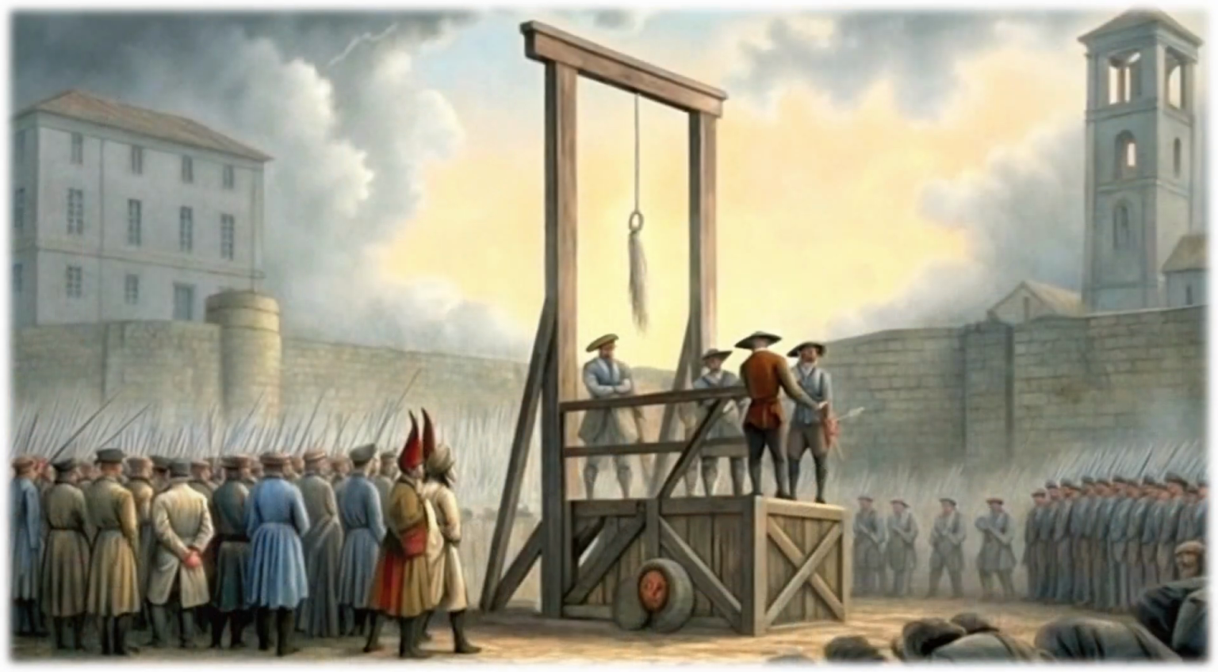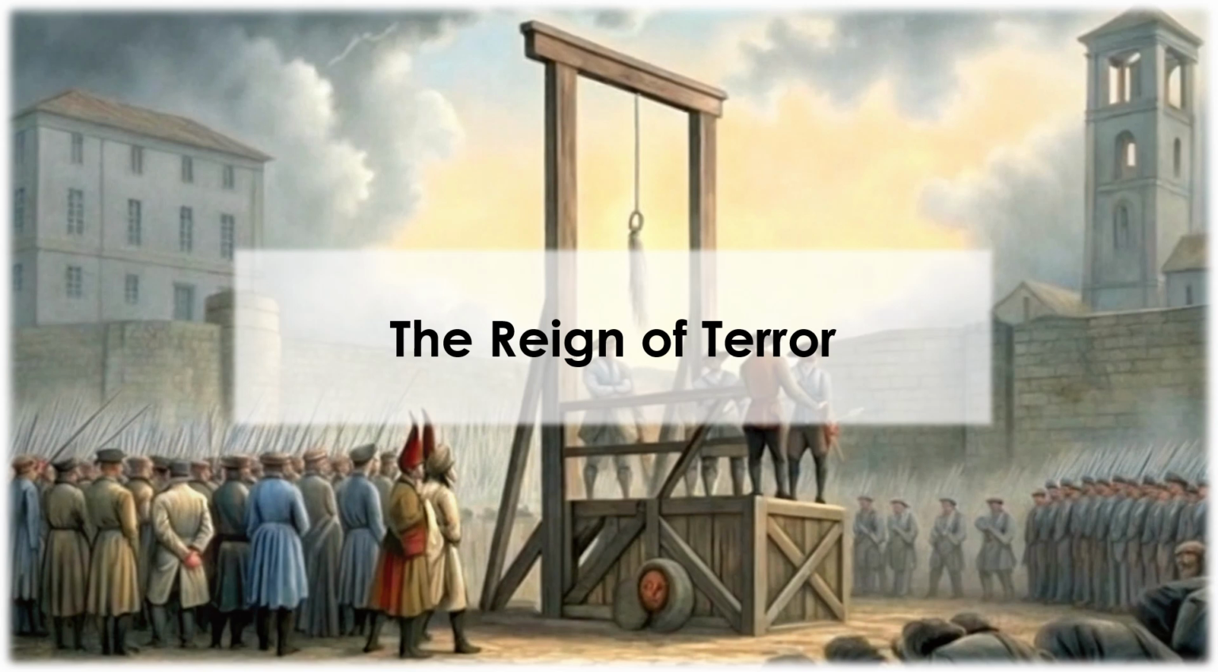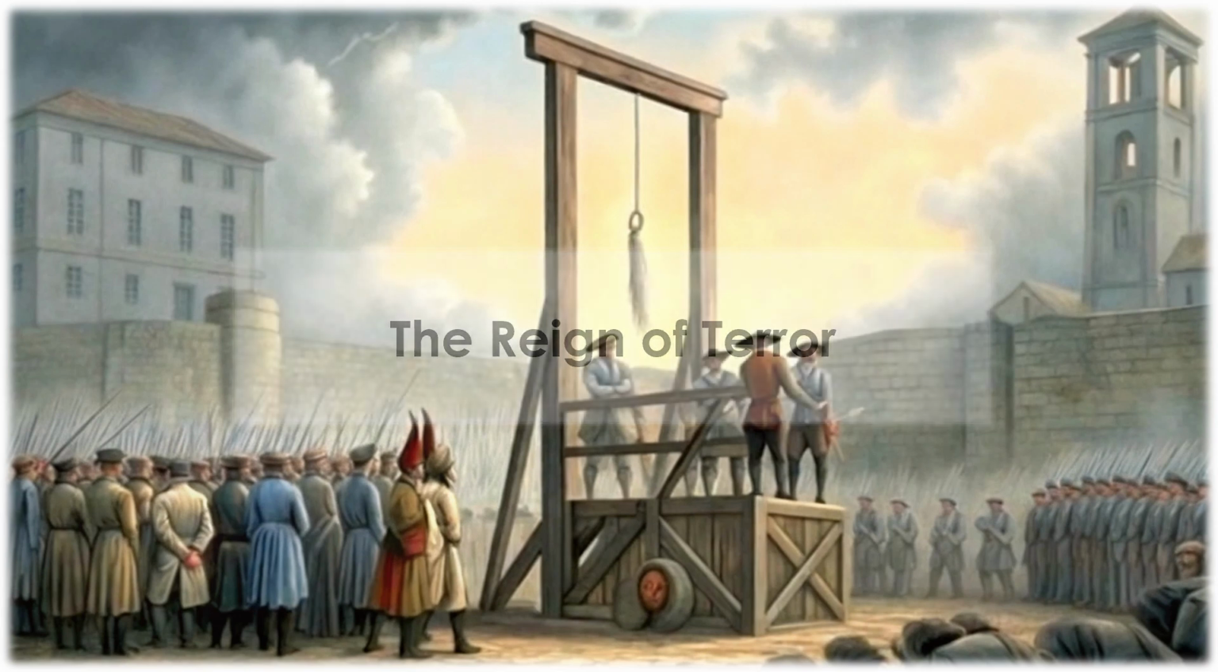From 1793, the so-called Reign of Terror began under Robespierre. He wanted to protect the revolution, but it became brutal. Thousands of people considered enemies were executed by guillotine. Even innocent people feared for their lives.